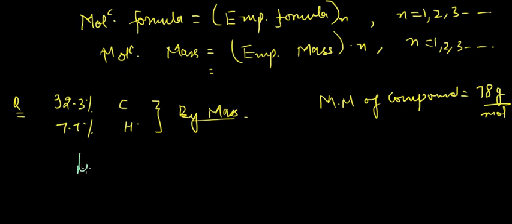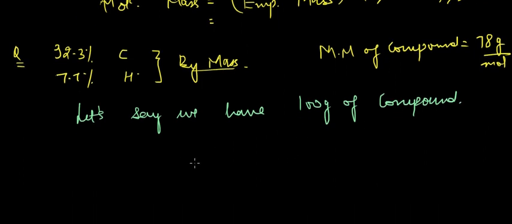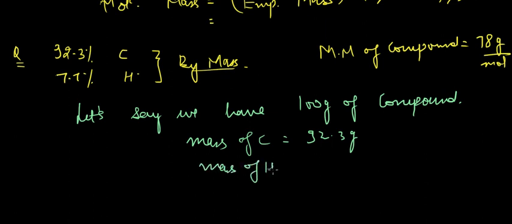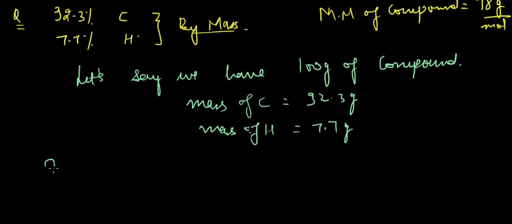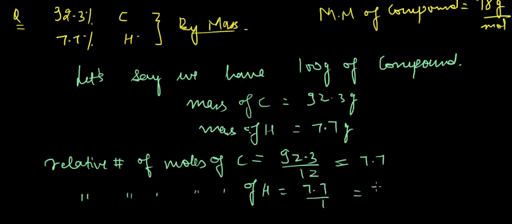Okay, so let's say we have 100 gram of compound. So now the mass of carbon in this 100 gram would be 92.3 grams and the mass of hydrogen would be 7.7 grams. Okay, so the relative number of moles of carbon would be 92.3 over 12, which is the molar mass of carbon, that is 7.7, and the relative number of moles of hydrogen would be 7.7 over 1, which is again 7.7.